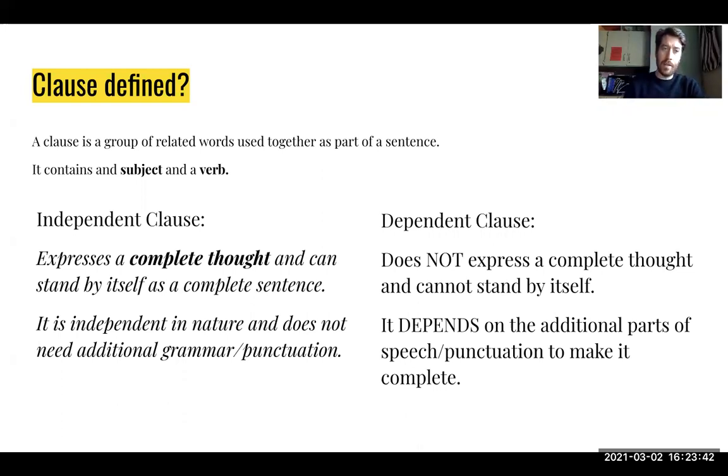So independent means it's good to go, it doesn't need help. A dependent clause does not express a complete thought and it cannot stand by itself. So it depends on the addition of parts of speech. It depends on punctuation to make it a complete sentence. Okay, so again, just a simple way of thinking about that. Independent, I'm good on my own, don't need help. Dependent, I depend on others to add something to me, to stand alone, be complete.